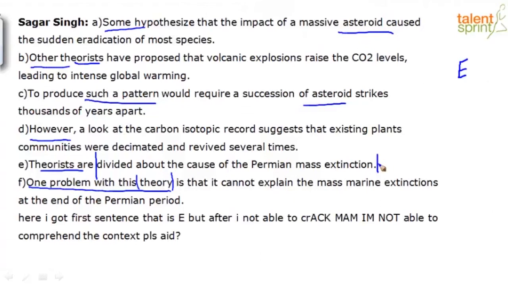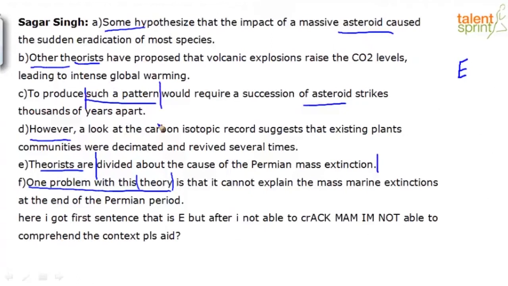Okay, so that's one group of people. Then other people have proposed that volcanic explosions raise the carbon dioxide levels, leading to intense global warming. Now this C and D and F have to align with one of these concepts. Some hypothesize that the impact of a massive asteroid caused a sudden eradication of most species. So we need to look for any other sentence making reference to species or eradication. C says to produce such a pattern.